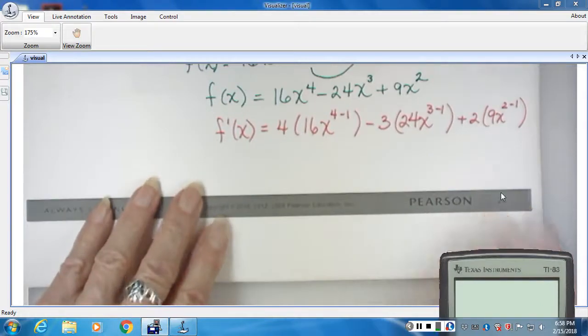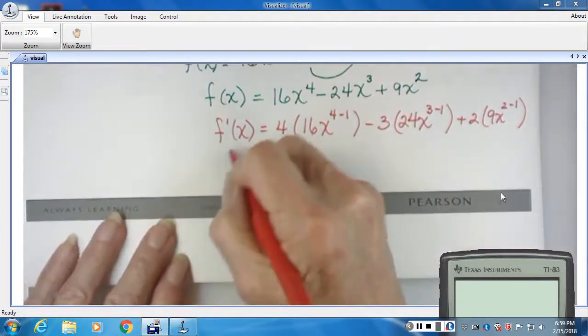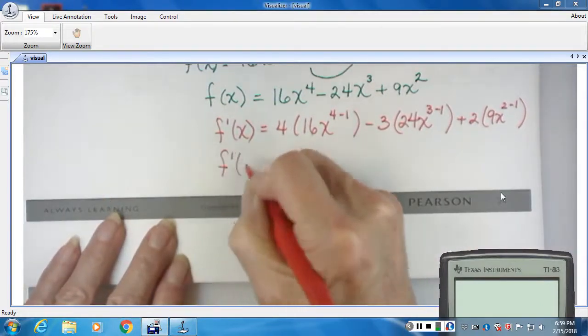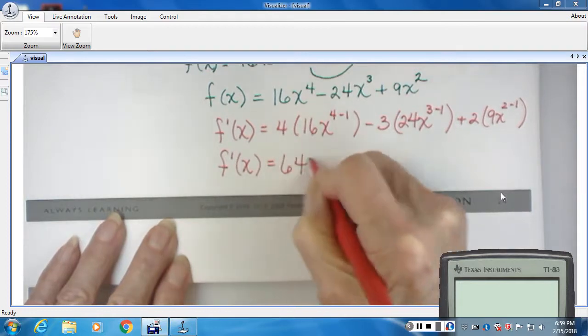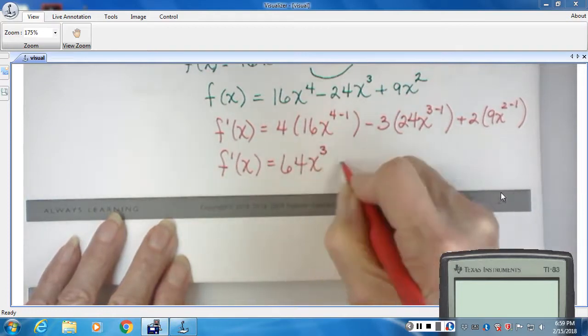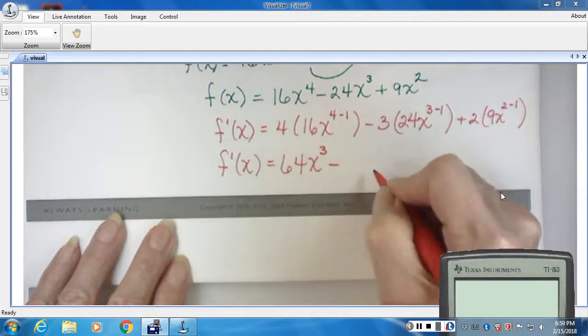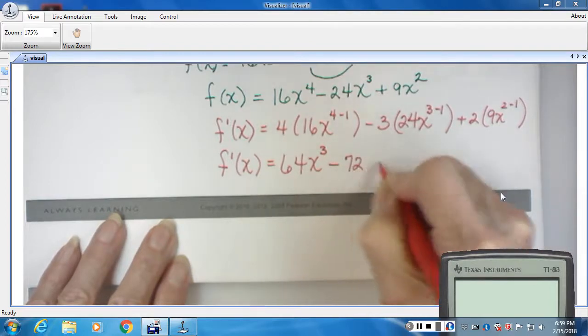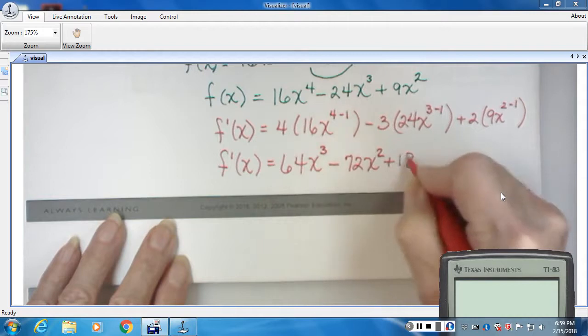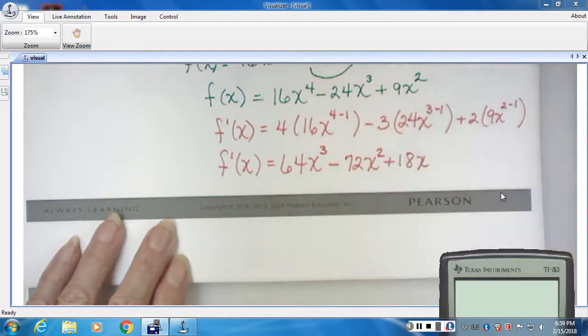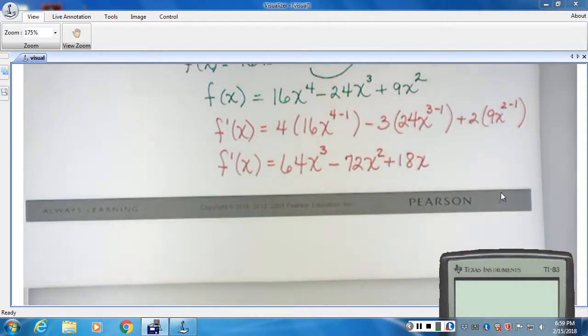So there's all your steps, and you may have done some of that in your head and already have the answer. So the derivative is 64x to the third minus 72x squared plus 18x.